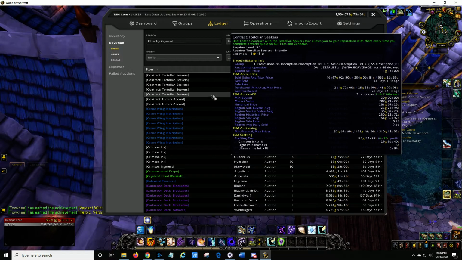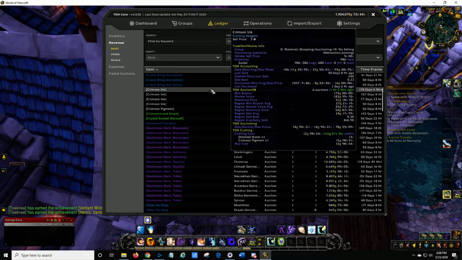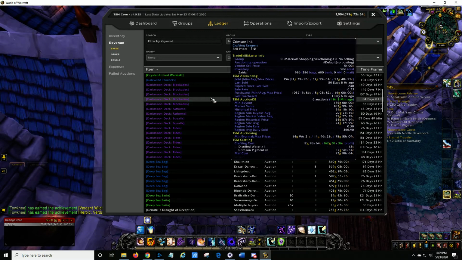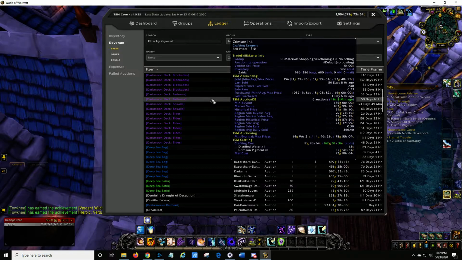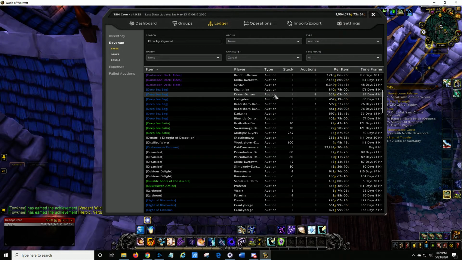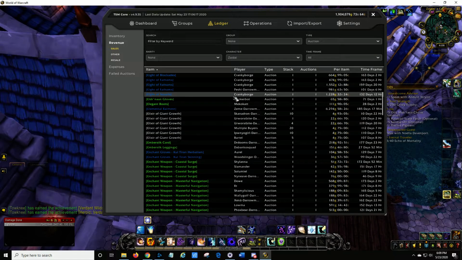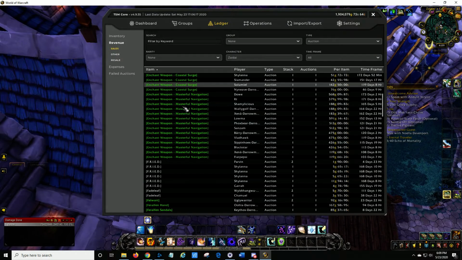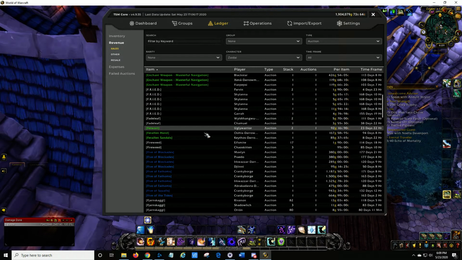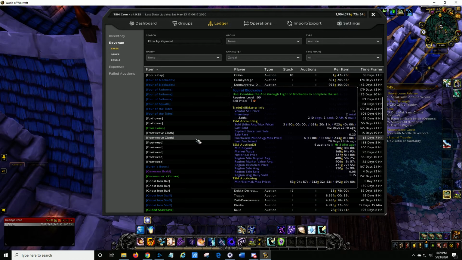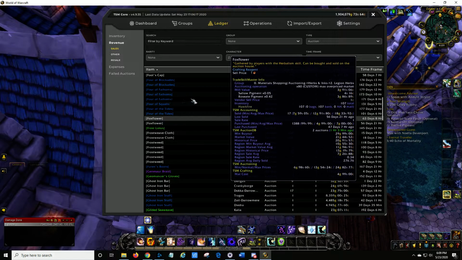So anyway, a lot of people buy glyphs. The Dark Moon cards were selling for a while. I've kind of stopped messing with those. Yeah, and I end up getting extra stuff here. So yeah, I was selling some of the cards.